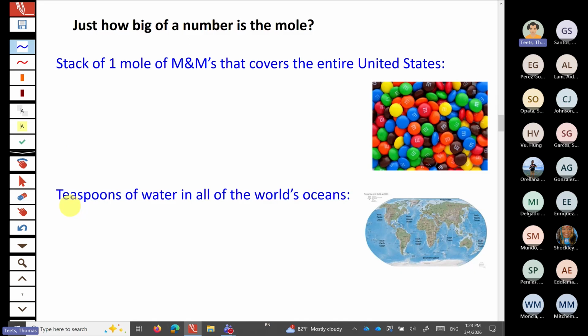If we cover the entire United States with 1 mole of M&Ms, and then we got done and we had to stack another layer on top of that, how many layers would we get to before we ran out of that 1 mole of M&Ms? Anybody want to guess? There's no right or wrong answer here. Yeah, 200. Okay, that's solid. Good guess. We'll see how close you are. I appreciate you putting your neck out there. So let's see what happens.